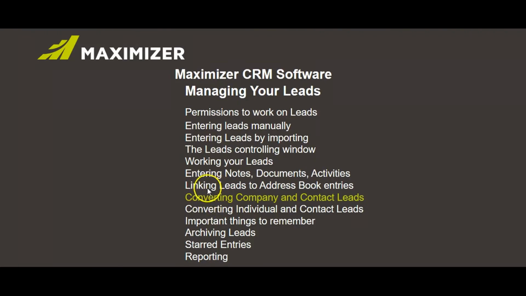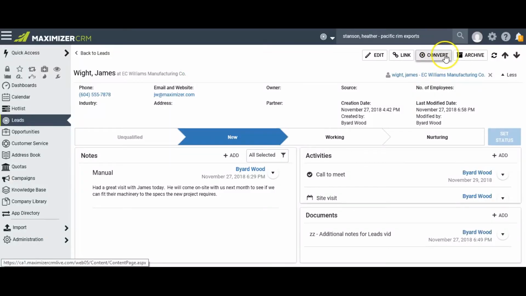Once we've looked at linking, the next thing we look at is converting company and contact leads. The Convert button over here allows us to convert a lead to customer status in the address book and create an opportunity at the same time if we want to, regardless of the current status of the lead. When you do convert a lead, all the notes and documents associated with the lead will be copied to the contact in the address book. Thereafter, the lead remains in the Leads module but is a read-only item, and tasks and appointments associated with the lead will remain associated with the lead. Let's do a couple of conversions so you can see how this works.